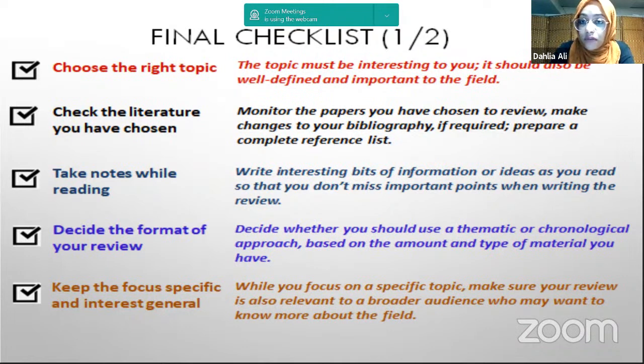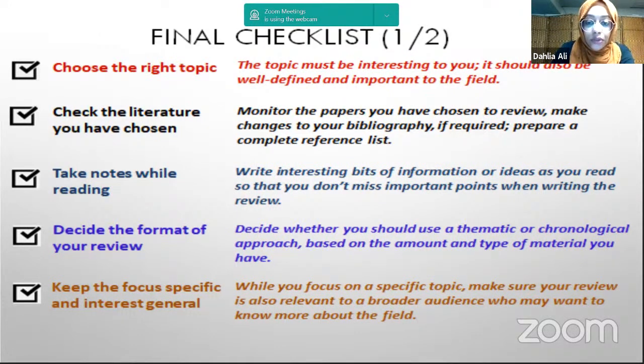Monitor the papers you have chosen to review, and make changes to your bibliography if required. Prepare a complete reference list. Take notes while you're reading. Write interesting bits of information or ideas as you read, so that you don't miss important points when you're writing the review.